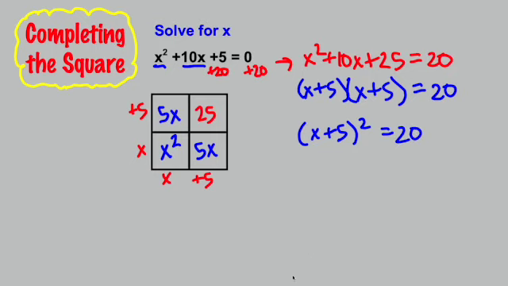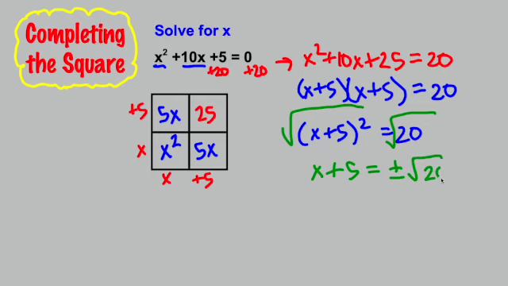And then finally, to solve this here, what we're going to need to do is go ahead and square root both sides. So I'm going to go ahead and do that right now. Squaring and square rooting undo each other, so we're left with x plus 5 on this side, and on the other side we're always going to get plus or minus, so it's going to be either plus square root 20 or minus square root 20.